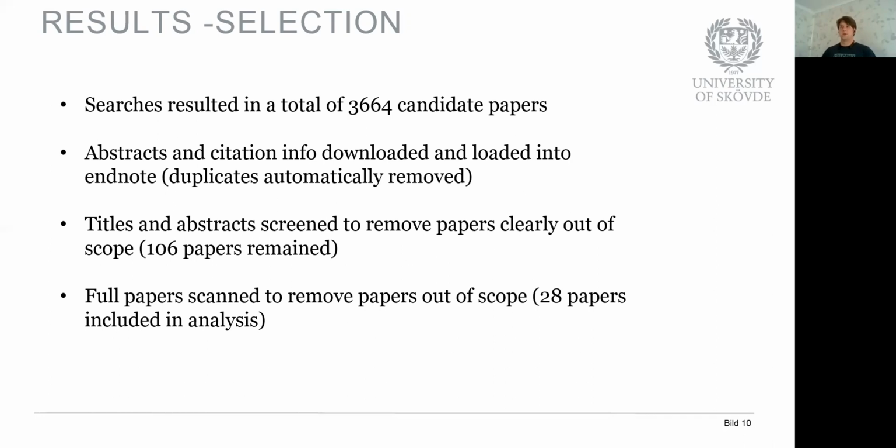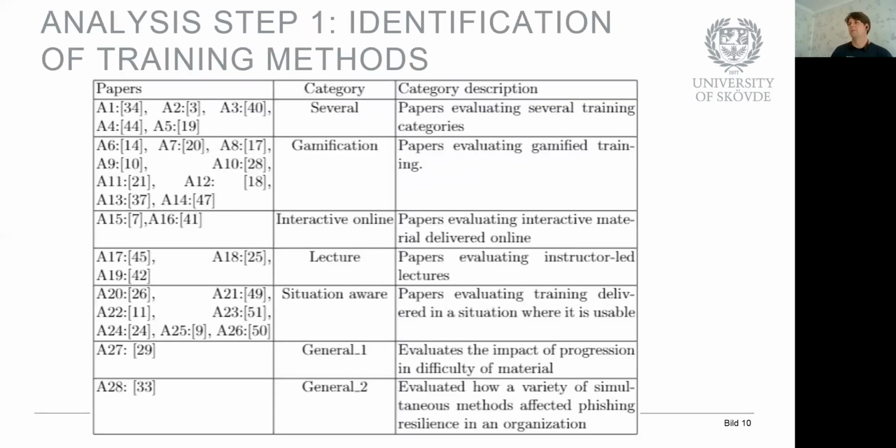106 papers remained after this step, and I then scanned the full papers to remove papers that were out of scope, and remained with 28 papers that were included in the analysis. So if we look through the analysis and the results of that in brief, I first made a short overview of what cybersecurity training methods were analyzed or evaluated in the papers that I found.